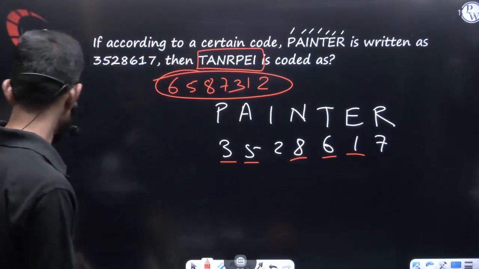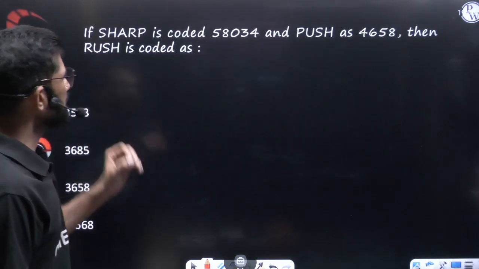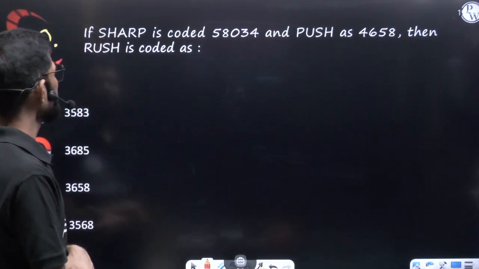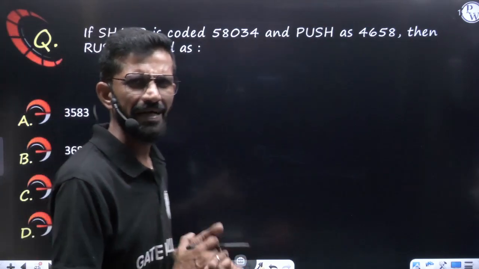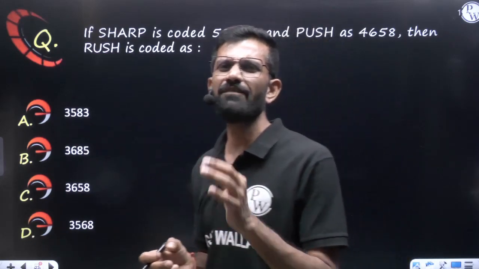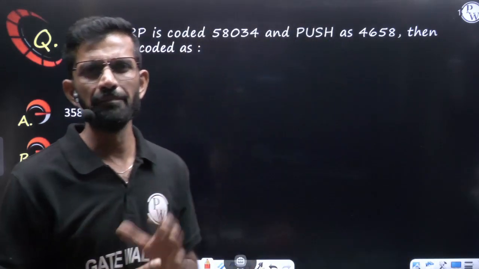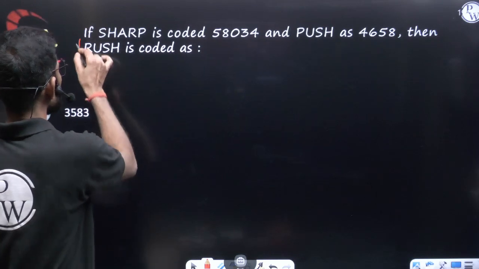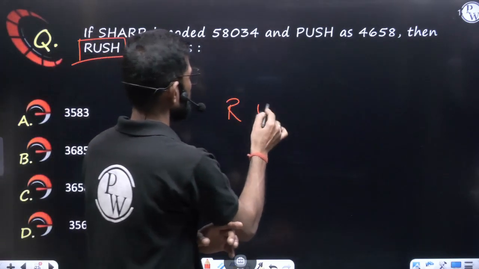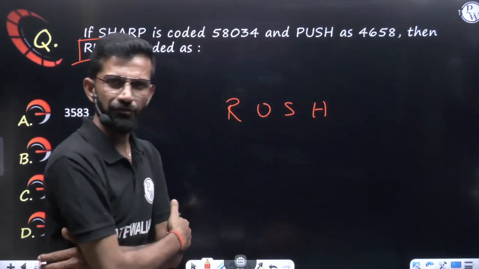Okay, moving further. If sharp is coded as 58034, push is coded as 4658, then how is rush coded? I think it is a similar pattern. Same as the previous question, the same pattern it is. For every alphabet, they are substituting some number. So the only thing you have to do is find the code for rush, R-U-S-H.